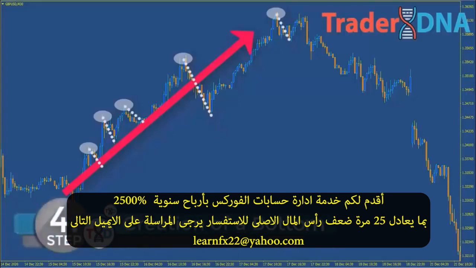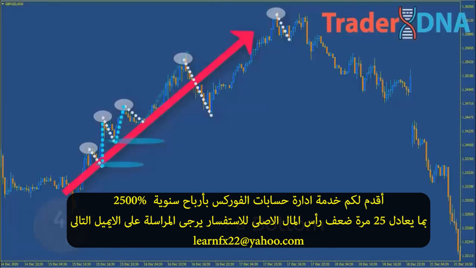Step 4. Creation of a bottom. After the top is created on the chart, the pattern needs to create a bottom. Many times, this bottom could be located below the bullish trend line, but that is not a requirement.